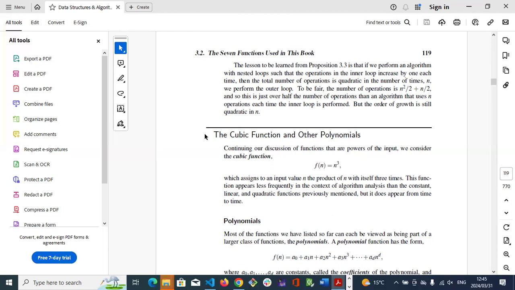And then we have the fifth function, which is the cubic function, and other polynomials. The word polynomial comes from Greek, which means many forms.